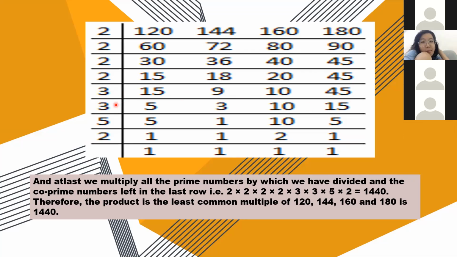So, in the sixth row, all these numbers are divided by 3, but 5 cannot, and 10, so it's brought down. Same for the next one. So next is 5. 5 can divide, and then 1 cannot, bring it down, and 10 divided by 5 is 2, and this one is 1. So still, you will see the prime number 2. So 2 divided by 2 is 1. So all of the last row is 1.